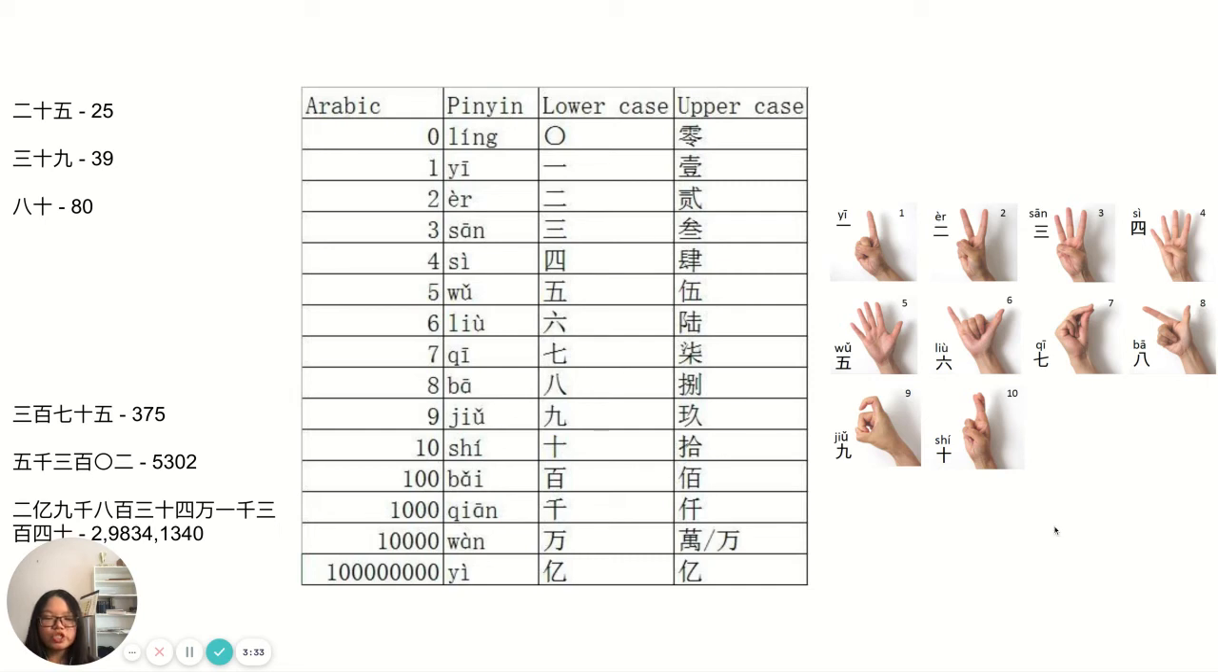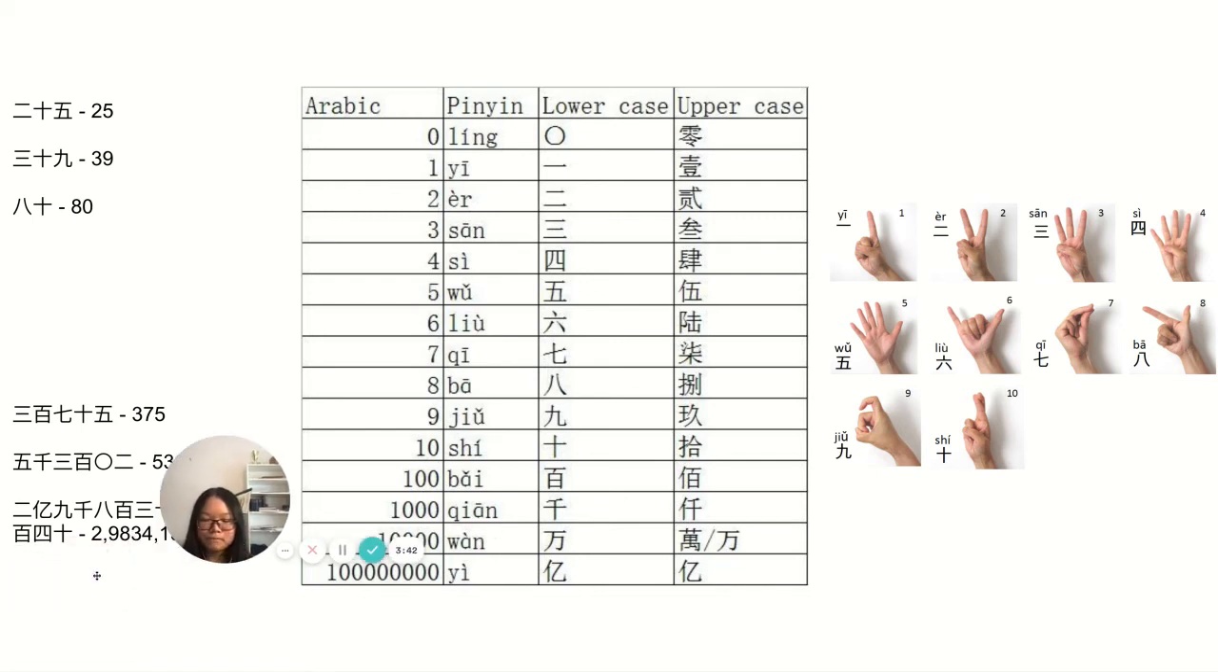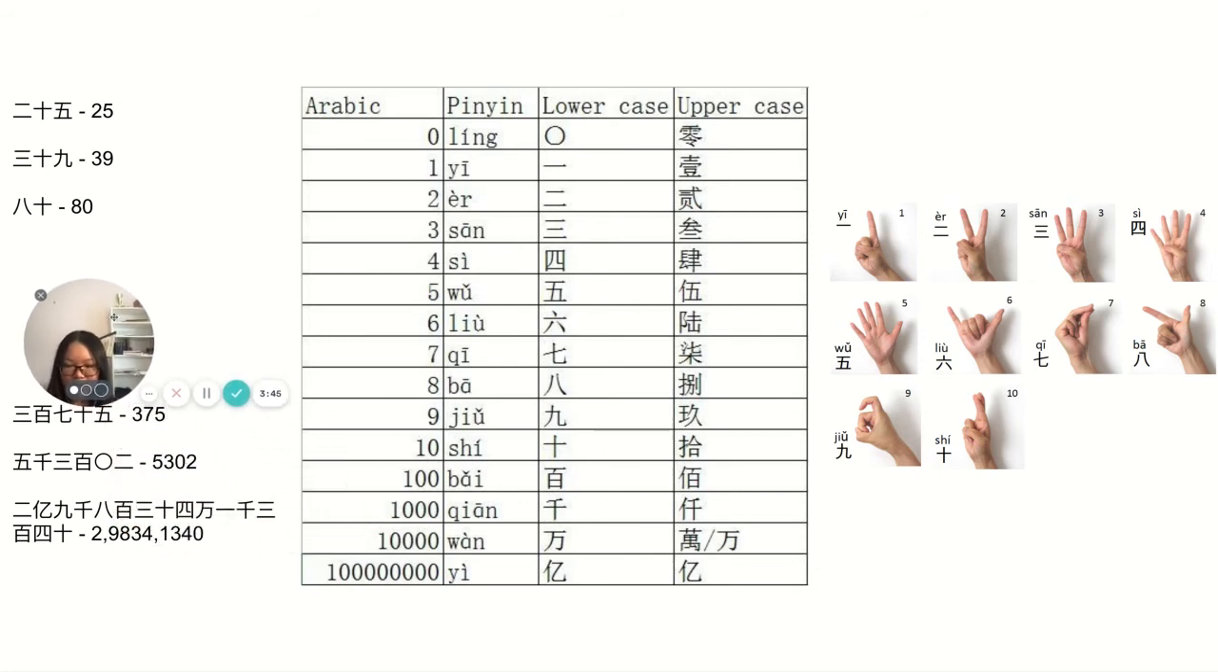That happens a lot when you're just counting normally, but a lot of times when it's part of a sentence, then you would need to say 0. And then for this last example here on the left side column, it is 2,934,1340, which is 298,341,340.